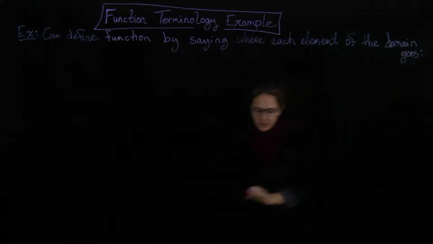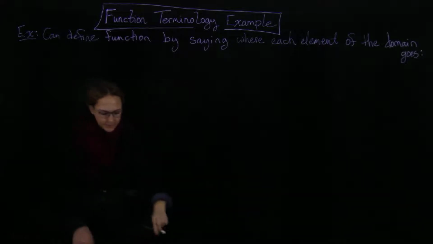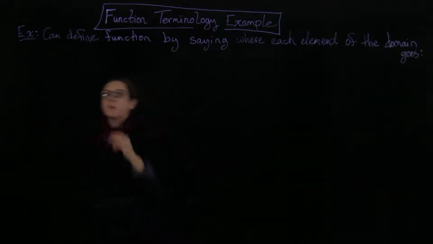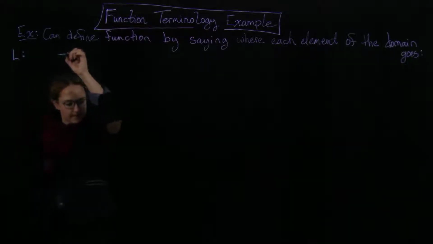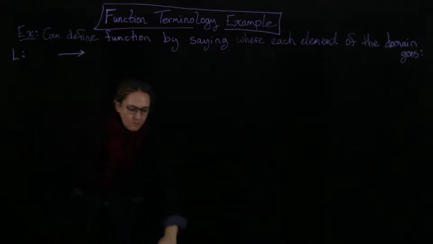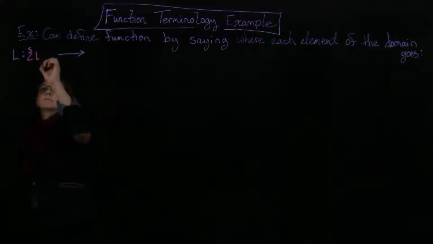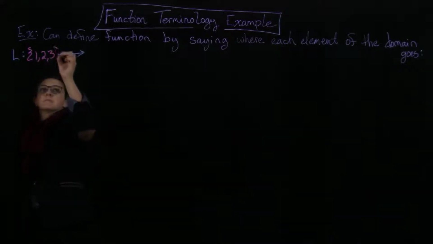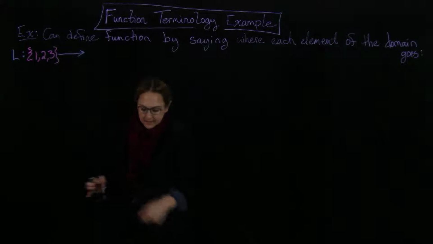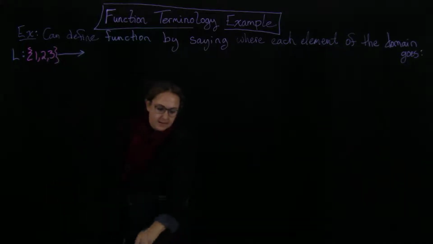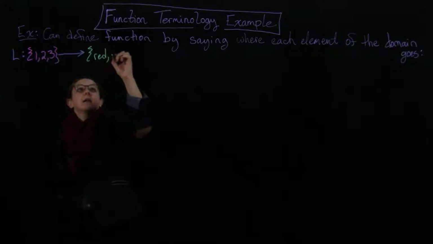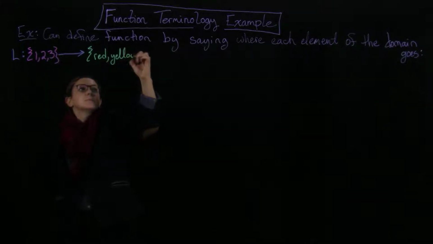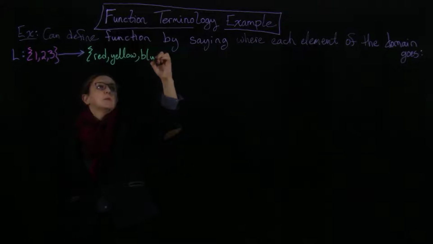Okay, so let's show an example. Let's say we have this function L. So L is going to start with the set 1, 2, 3. And then it's going to go to the set red, yellow, blue, black.